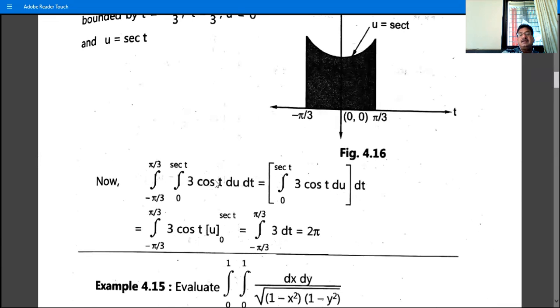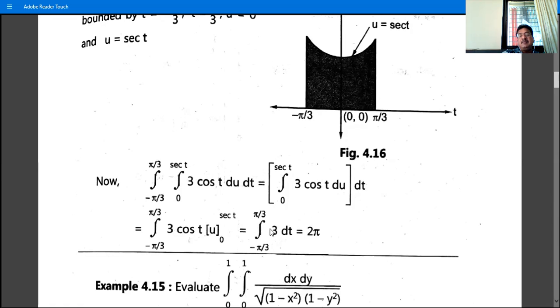So 3 cos t is constant, and its integration with respect to u is 3 cos t into u, upper limit, lower limit. The value at the upper limit is sec t, and the value at the lower limit is 0. Substitute u as sec t, minus sec 0. Sec 0 is 1, so sec t minus 1. Then cos t into sec t is 1, because sec t is 1 by cos t.